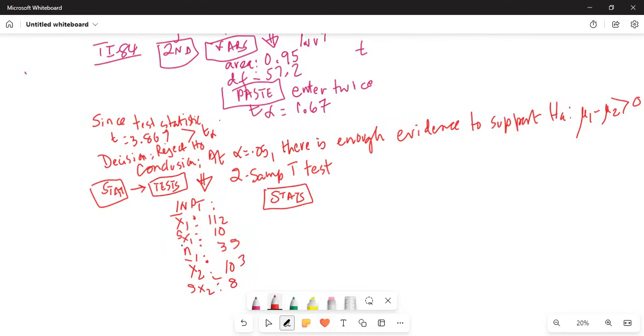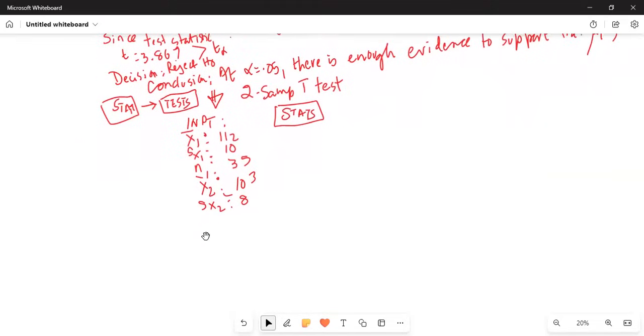My n2, type in n2 is equal to 25. Okay. The next line is my alternate, which is mu1 is greater than mu2. So the next line is the alternate. So mu1, put the cursor on greater than mu2 and hit enter.